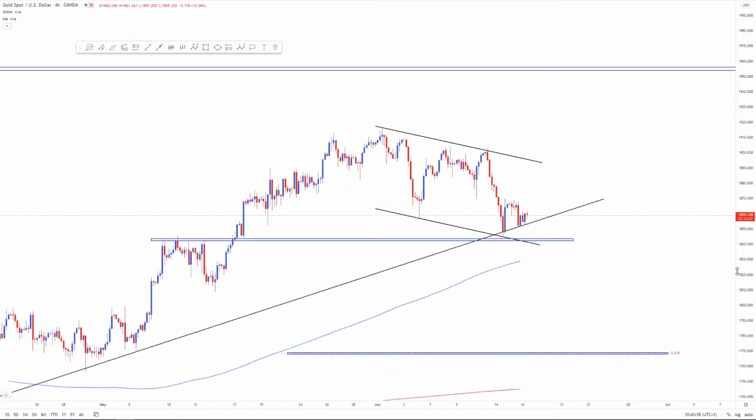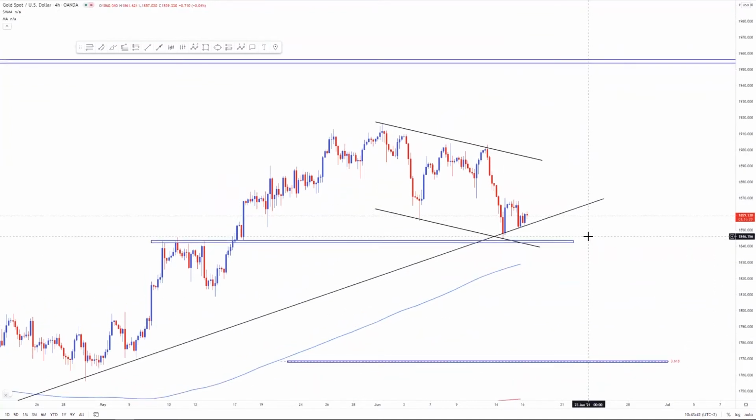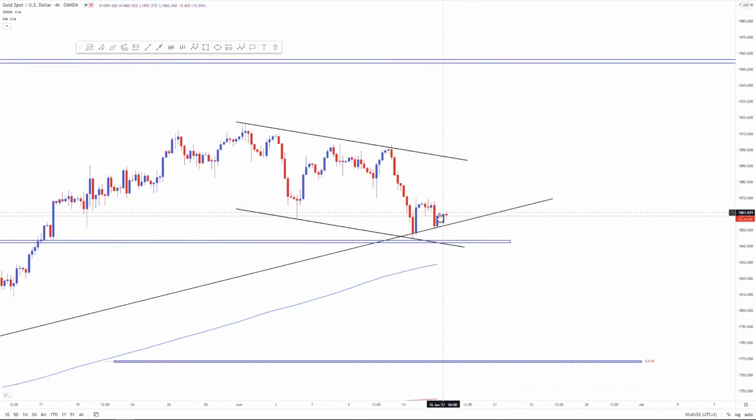This is what we saw on Monday. Market fell crazily to the 1845, 50 level. So that whole region is more of a support level. You can see it's a support level. It's in line with this flag formation. It's in line with this trend line. So what are we expecting?